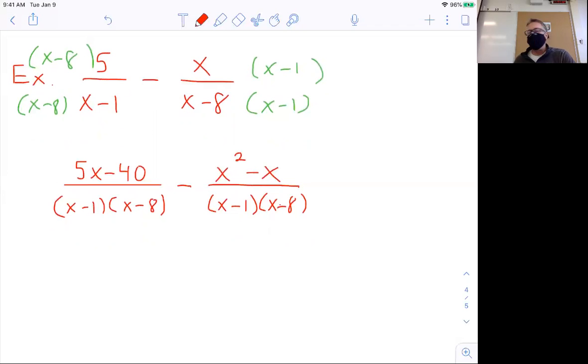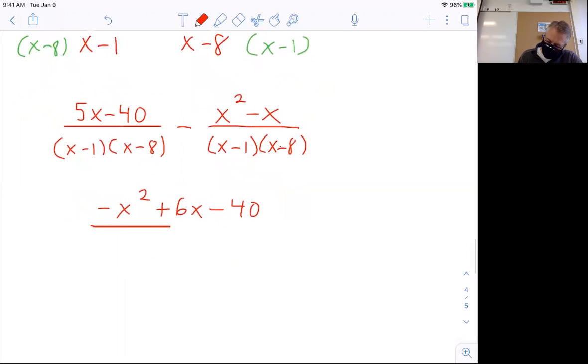All right, so now we need to combine our like terms up top. So this one is a little different because of this minus sign in the middle. So be careful of that. When we're subtracting, you have to make sure you distribute that negative sign to both of those terms. So I'm writing in descending order. My numerator now is negative x squared, and I have 5x plus x, which is plus 6x minus 40 over the bottom, which is x minus 1 times x minus 8.